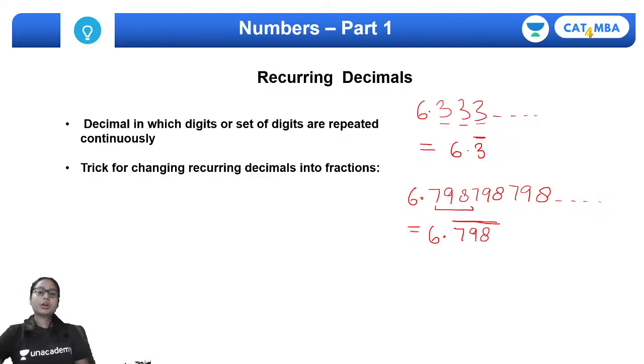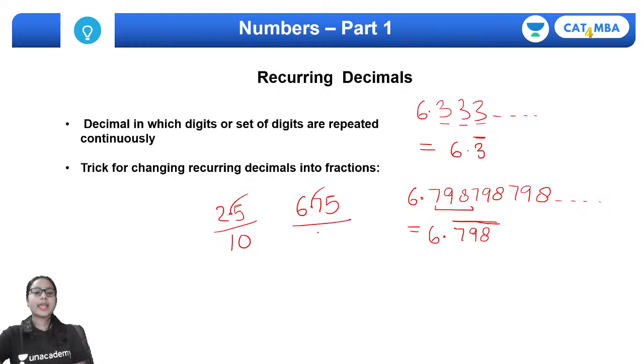Understood? Alright, now how will we represent these numbers as fractions? How can we convert recurring decimals into fractions? For decimals that are not recurring, for example 2.5, how do we convert them into fractions? We remove the decimal, and whatever number of digits come after the decimal, we write that as a power of 10. For a number like 6.75, we remove the decimal and divide it by 100. So we have this method of changing a decimal into a fraction.